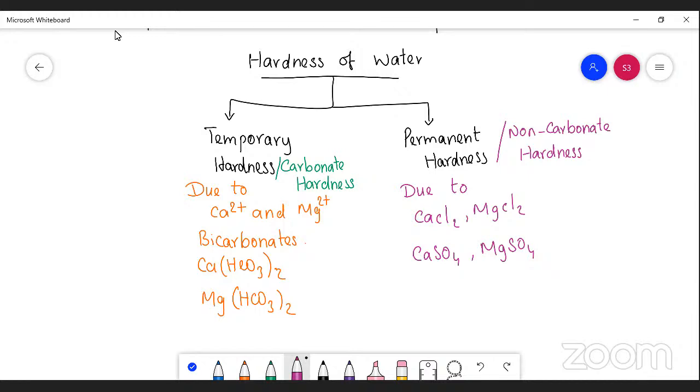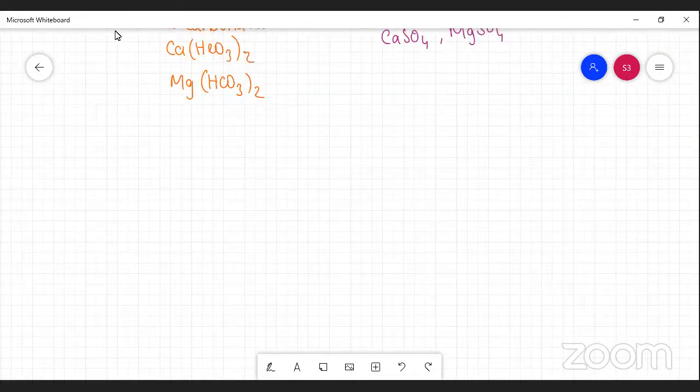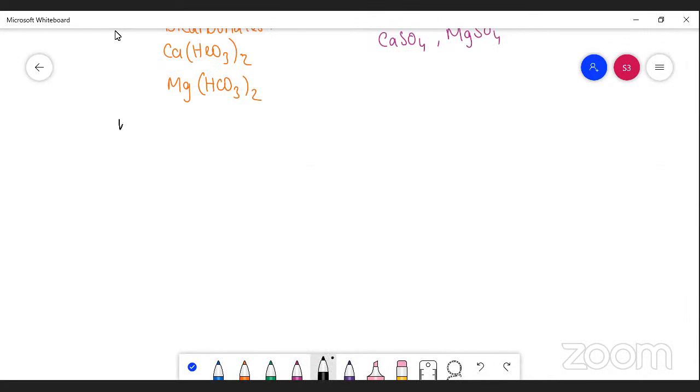Now, water softening. How will you soften the water? We are taking the next topic, water softening. What do you mean by water softening? We want to remove the bicarbonate from water, and also the calcium and magnesium chlorides and sulfates. The removal of these substances from water is known as softening of water, or water softening.